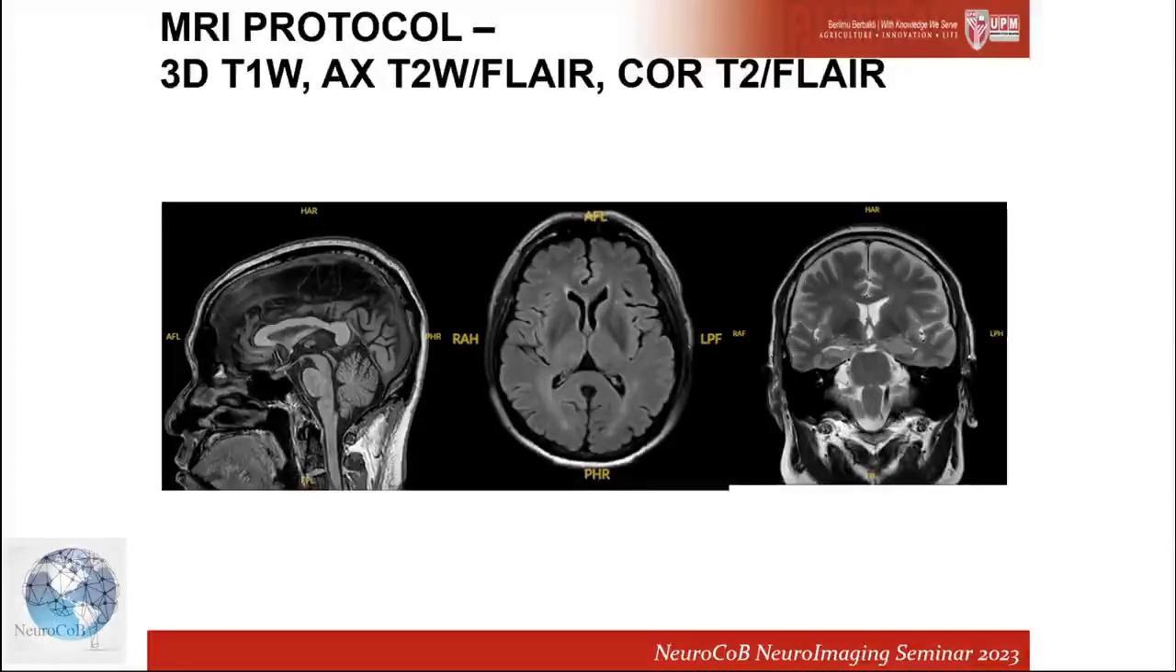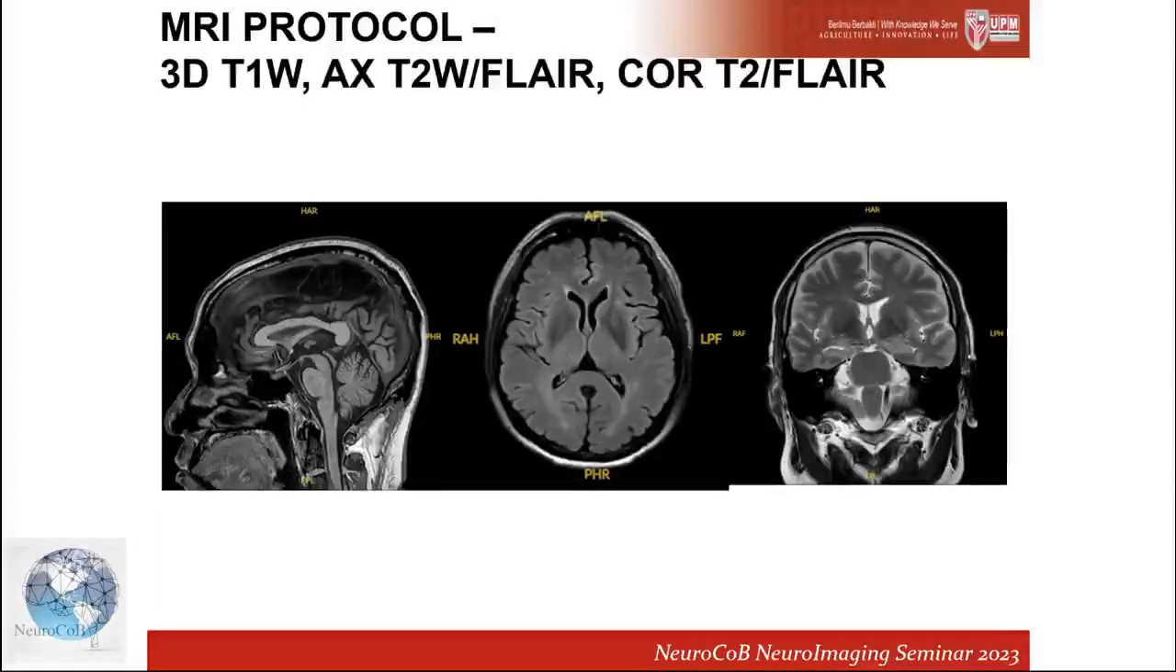So we have 3D T1, axial T2, or FLAIR. I have here the FLAIR. FLAIR is a fluid suppression, so we suppress the CSF. When we suppress the CSF, we can see the changes in the brain more clearly. Then we have coronal T2 here. If you want to do FLAIR, then we just do the fluid suppression for this sequence.